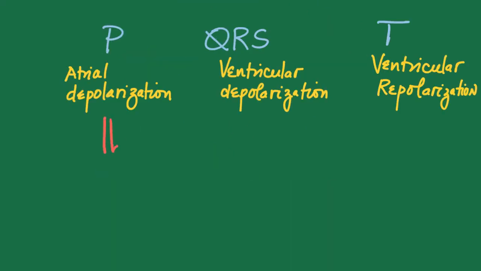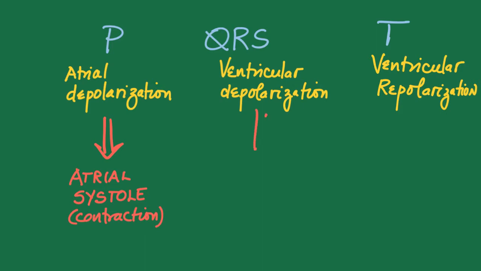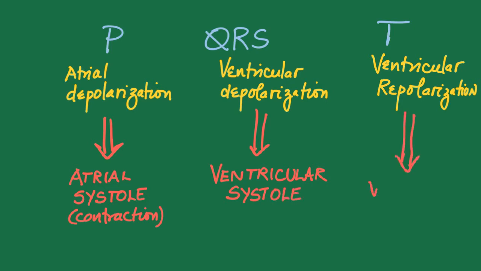Let's review. The P wave, which represents atrial depolarization, is followed by atrial systole, another word for contraction. The QRS wave, which represents ventricular depolarization, is followed by ventricular systole or contraction. The T wave, which represents ventricular repolarization, is followed by ventricular diastole or relaxation.